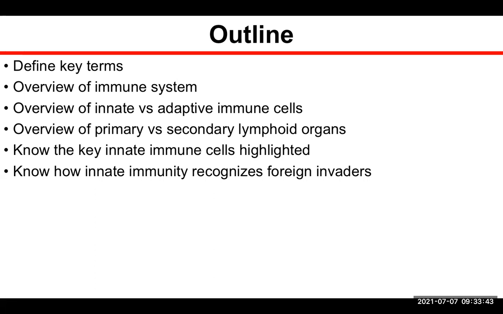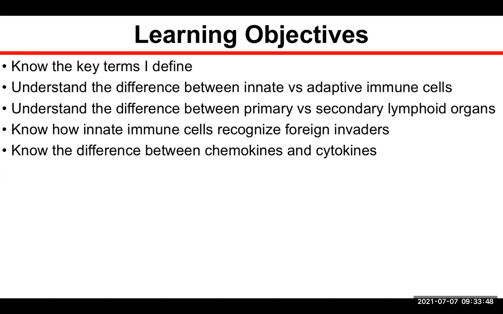And then what I'm really going to end up going over is how the innate immune system recognizes foreign invaders. And so the main learning objectives are basically what the outline is: know the terms, know the difference between innate and adaptive immune cells, be able to distinguish who's who, know the difference between the primary and secondary lymphoid organs, know the receptors that are implicated in recognizing foreign invaders for the innate immune cells, and then know the difference between chemokines and cytokines. And if you're unfamiliar with a lot of these terms, hopefully by the end of the lecture, you will understand.